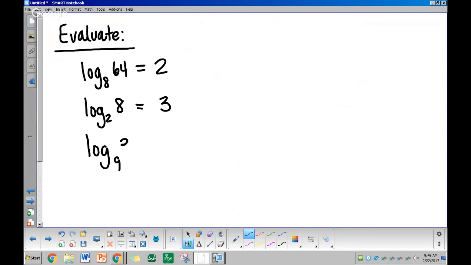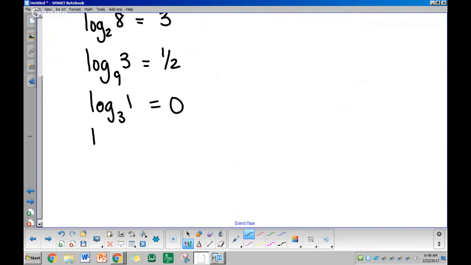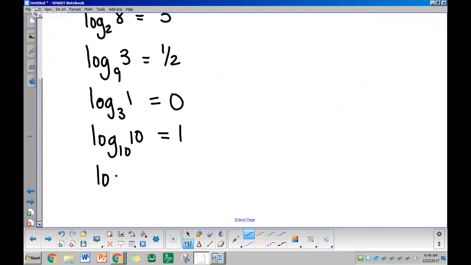Log base 9 of 3. What exponent do I put on 9 to get 3? Good. Log base 3 of 1. What exponent do I put on 3 to get 1? 0. You see what I'm doing? This is the exponent you're putting on the base to get 1. Log base 10 of 10. What exponent do I put on 10 to get 10? 1. Log base 27 of 3. 1/3. Then you take the cube root of the base, yes.